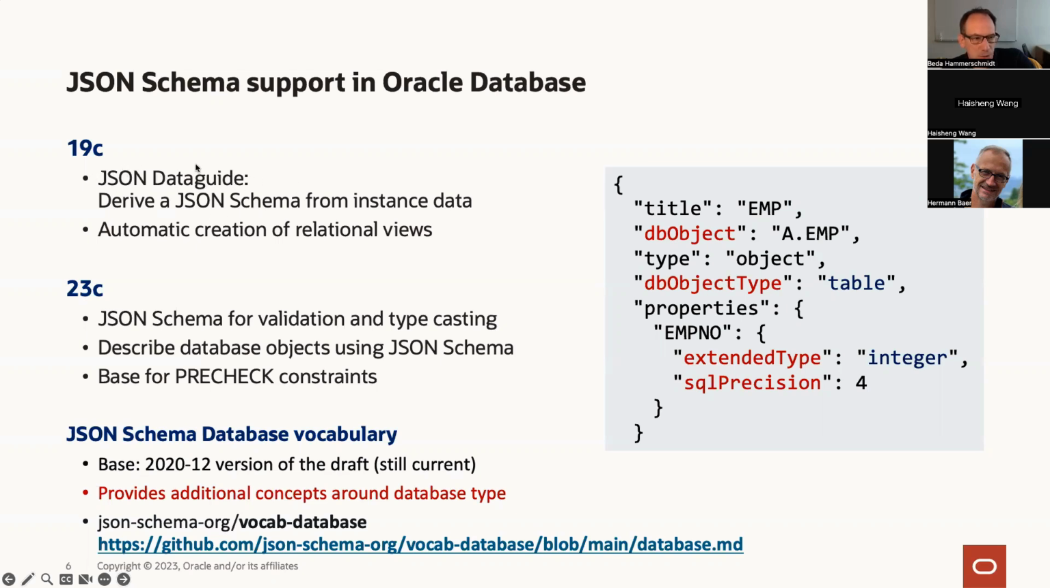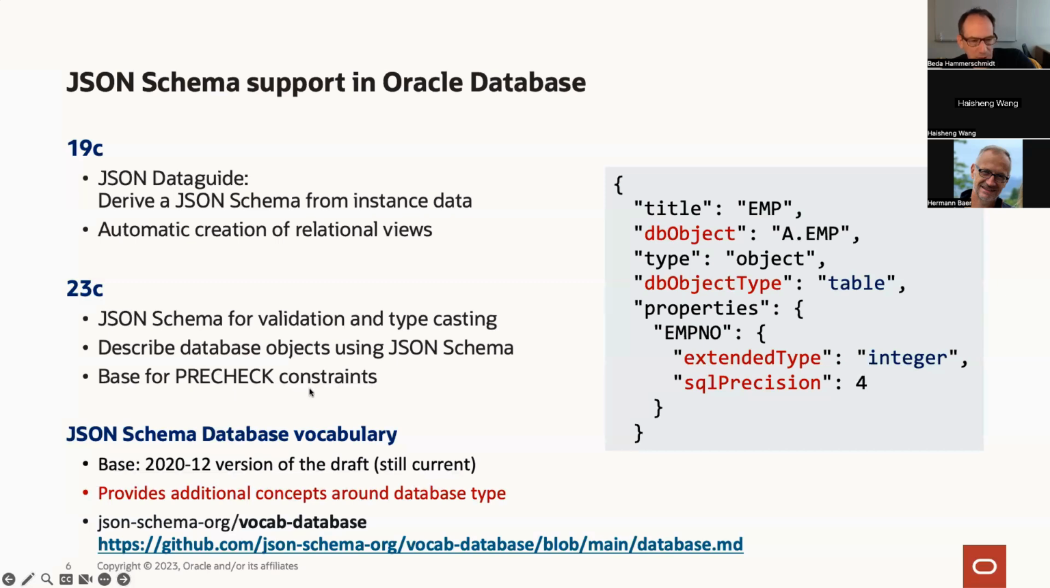But the short message here is, and we're going to see that in the demo in a second, if you run this JSON Data Guide, it gives you a schema from the data. So this was in 19C. Now let's look at what we add in 23C. That is basically the ability to use a JSON schema for validation purposes and to do typecasting. We also use that to describe database objects. So you could have a table or a type, and you can do a describe in a JSON schema format. JSON schema also serves as the basis for pre-check constraints.